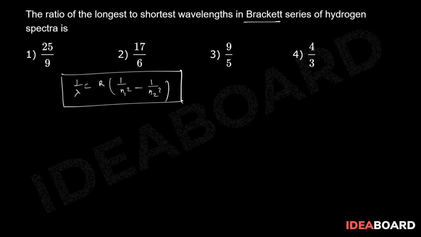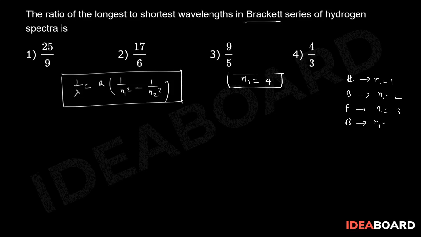Now for the Brackett series, we know that n1 is going to be equal to 4. That is fixed, because for Lyman series we have n1 equal to 1, for Balmer series n1 equal to 2, for Paschen series n1 equal to 3, for Brackett series n1 equal to 4, and for Pfund series n1 equal to 5. So that is the thing.